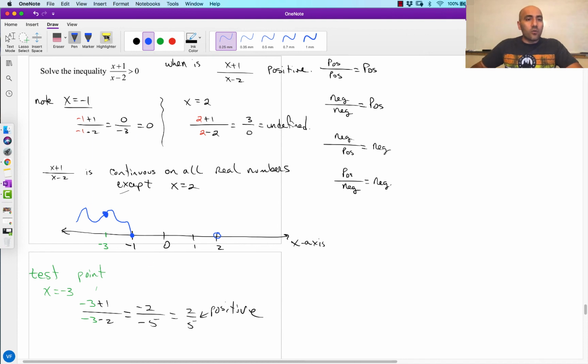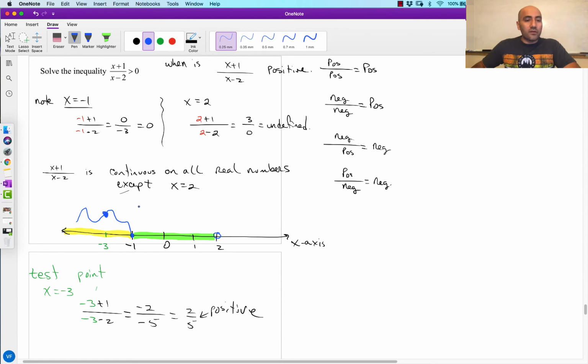Okay, so what this does is that the -1 and the 2 are partition points. They divide up the number line, the domain, into segments. This segment there, and in that little segment, the function is always positive or always negative. It's also going to break it up into this little segment, and in this little segment, the function will also be either always positive or always negative.